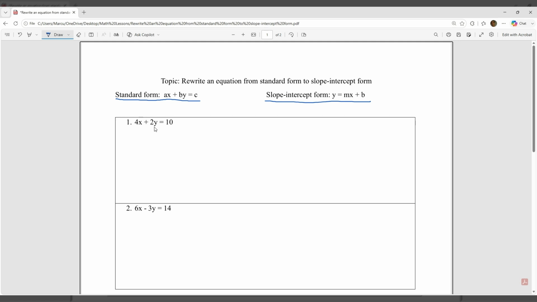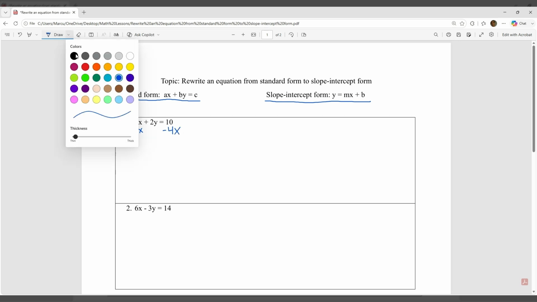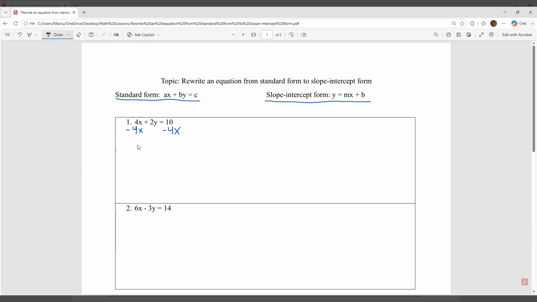So in order to isolate y, you first start by getting rid of the 4x. Now, because that's a positive 4x, we're going to do the inverse operation, which is to subtract 4x from both sides, like this. So by doing that, you're going to be left with 2y equals negative 4x plus 10.